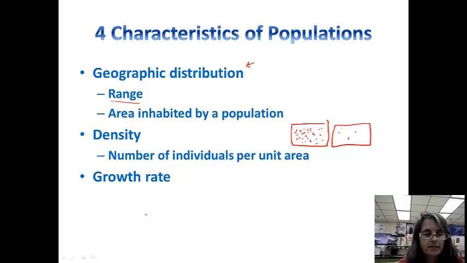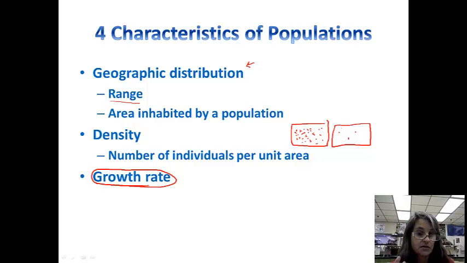The growth rate of the population. Now, this is probably one of the primary things that we study when we study populations. What is the growth rate? Is the number of individuals increasing in our population or decreasing?